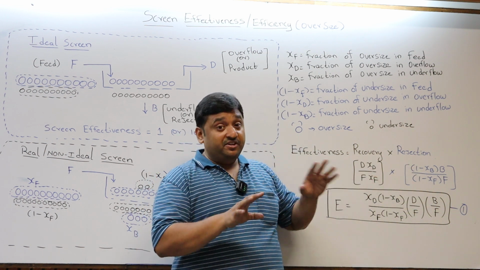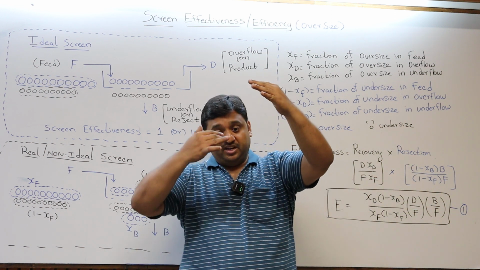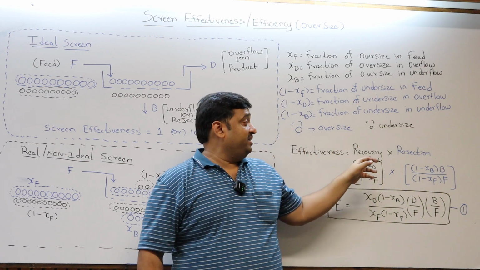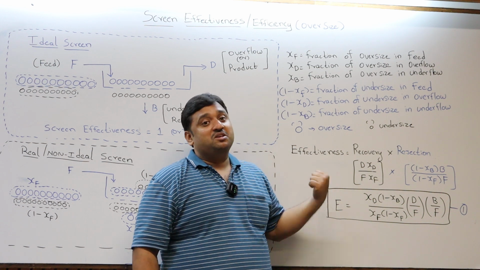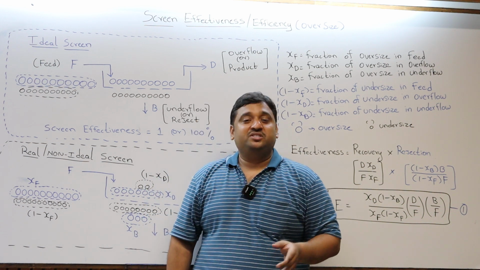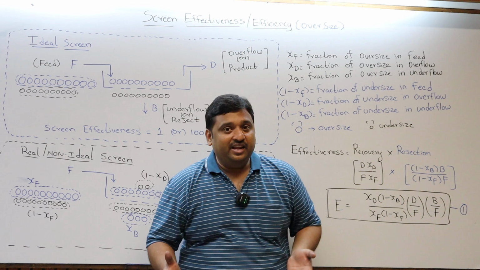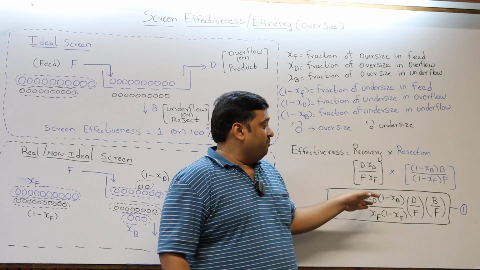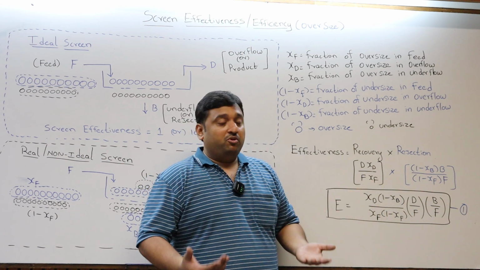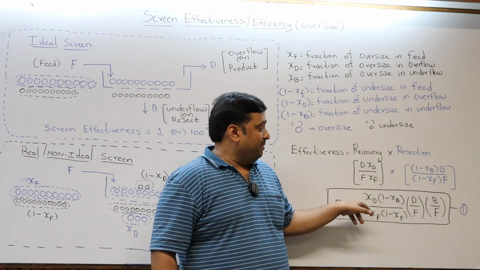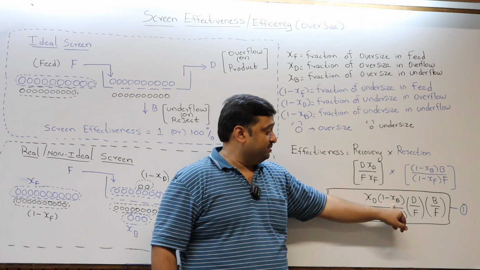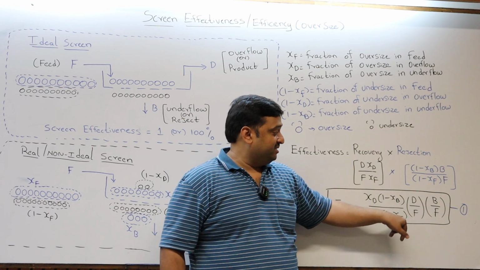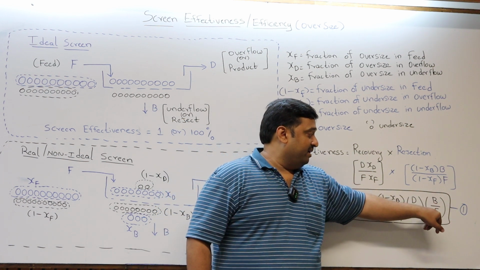When it is efficiently separating bigger size and efficiently separating smaller size, my recovery into rejection is 1. That means in such cases my effectiveness or efficiency is 100%. In reality it is not so, so we have to find out. If you multiply these two, then effectiveness E equals XD into (1 minus XB) divided by XF into (1 minus XF), times D by F and B by F.